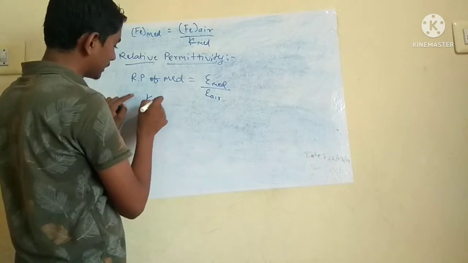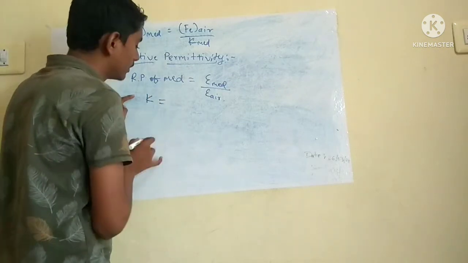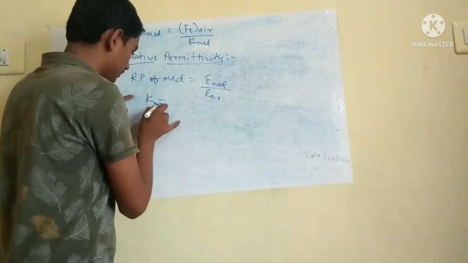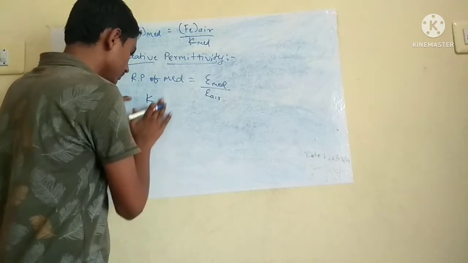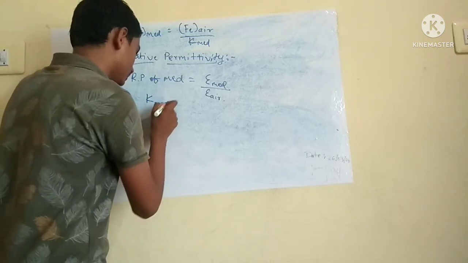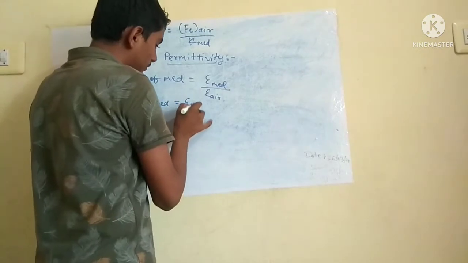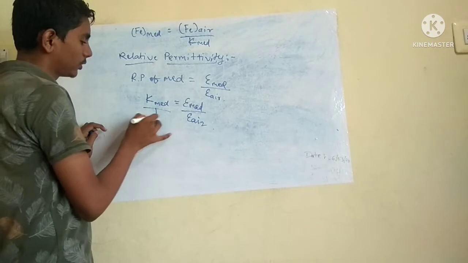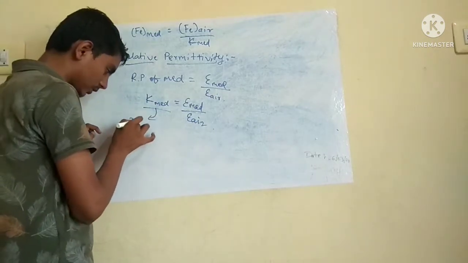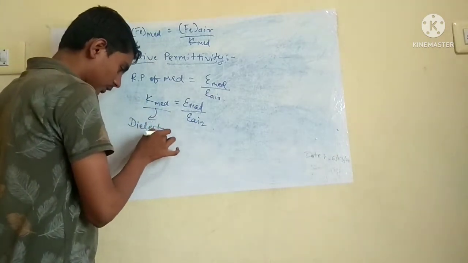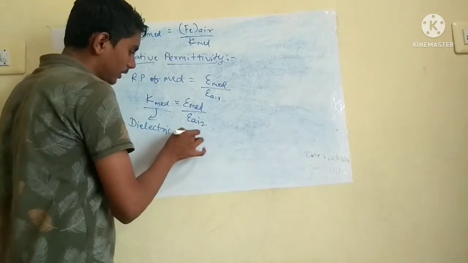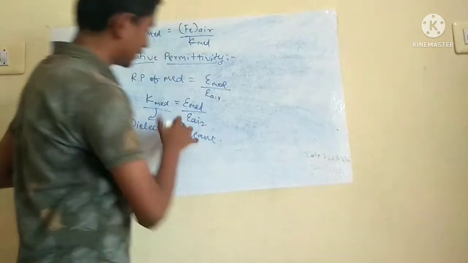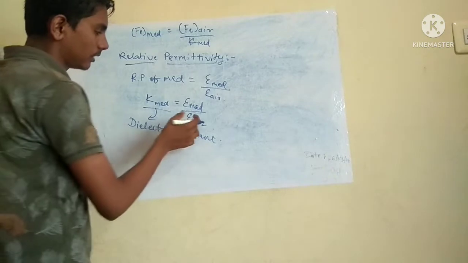This can also be denoted by K. K of medium will be equal to permittivity of medium by permittivity of air. This relative permittivity only can be called the dielectric constant. Dielectric constant is nothing but relative permittivity.